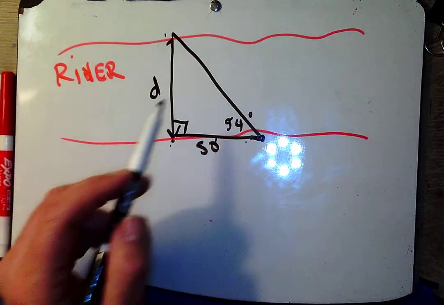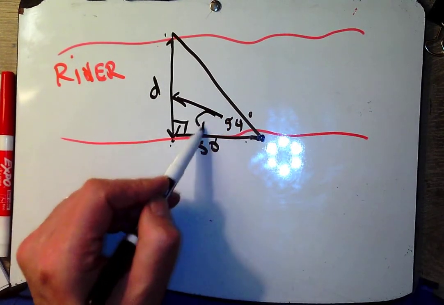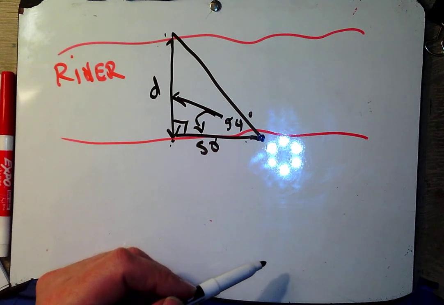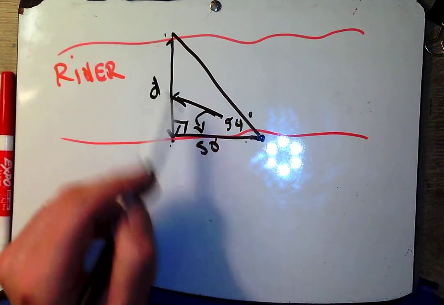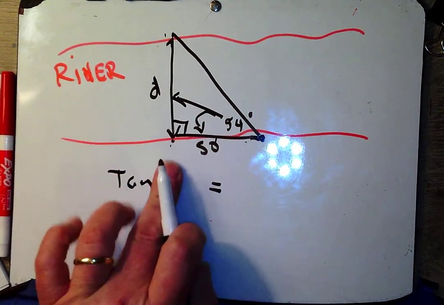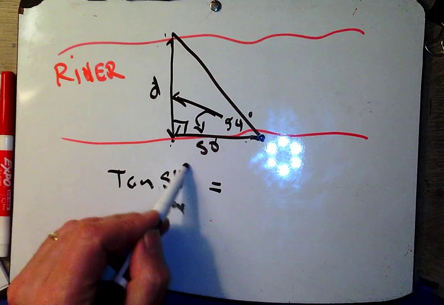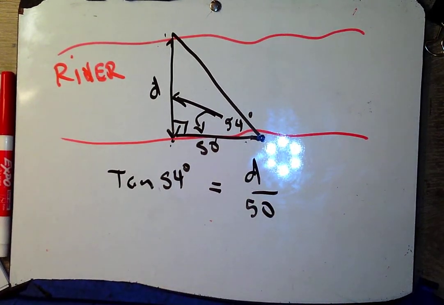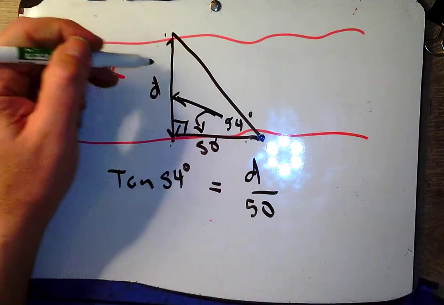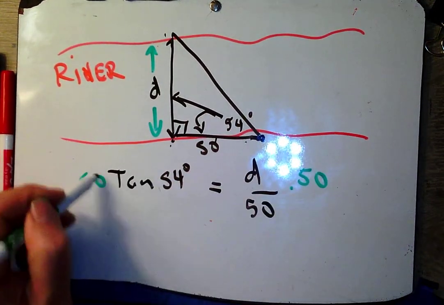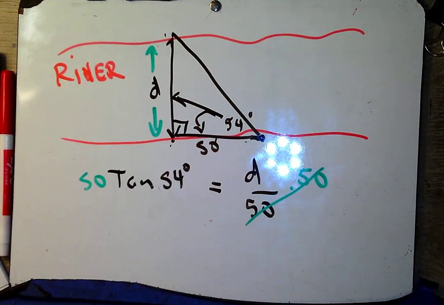Okay, so which trig function uses opposite and adjacent? Opposite over adjacent. Ooh, that's like sine over cosine. If that's tangent. Tangent of, we know the angle. Tangent of 54 degrees is equal to opposite over adjacent. And so if I want to solve for this distance across the river, all I need to do is multiply both sides by 50 and then reach for the calculator.